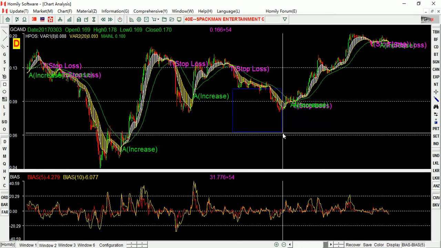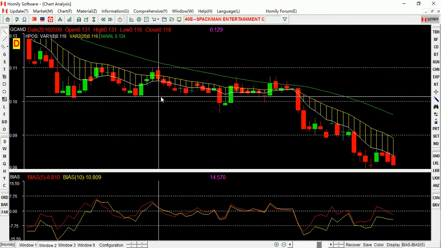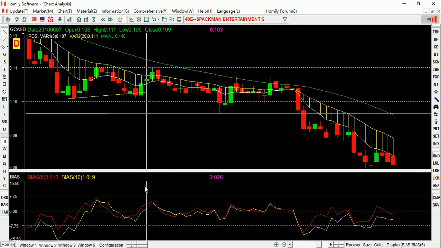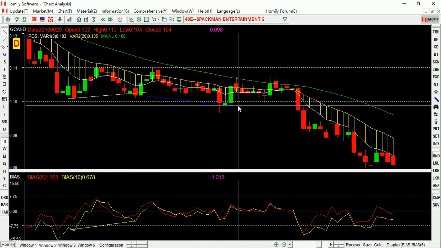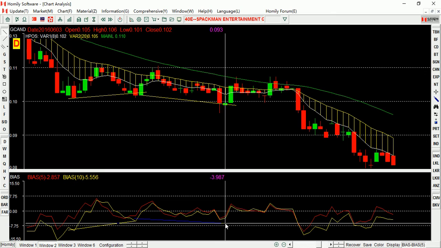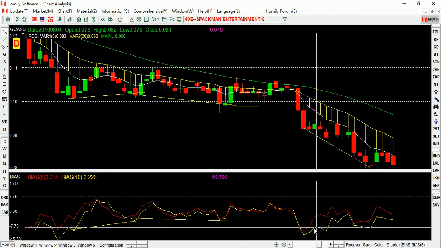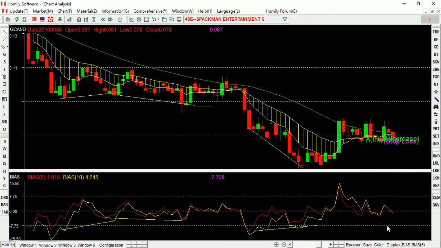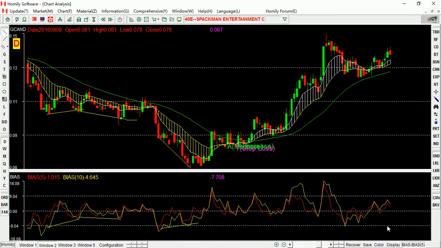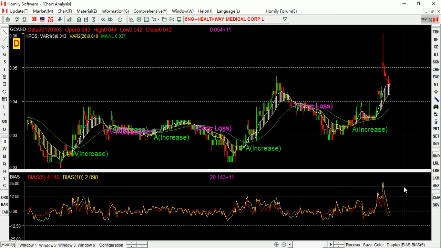So let's see here. The price up, up, down, the same. So we can see here, the price down. This is the bottom deviation. So you have another chance to catch some rebound. So this one is only for catching the short-term rebound. So let's see Yangzijiang.